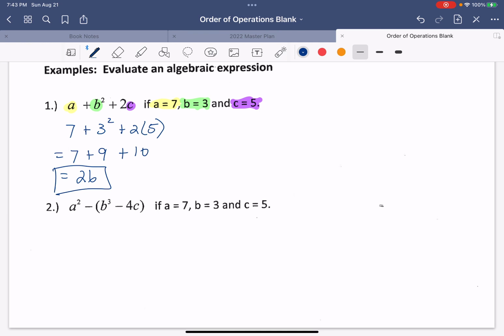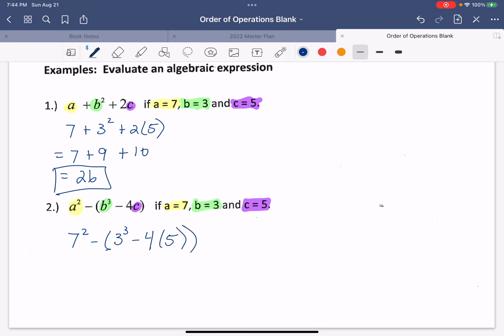Okay, let's do another one. On this one, I'm going to highlight again for us. A is going to be the same, B is going to be 3, C is 5. So let's highlight those. And you're going to remember to replace it. So A is 7 squared minus B is 3 cubed minus 4 times C is 5.